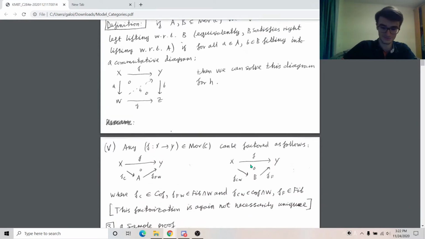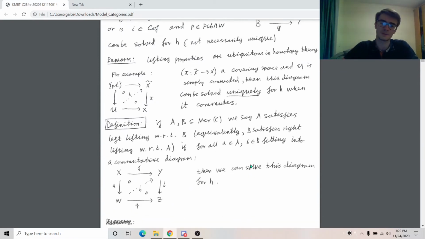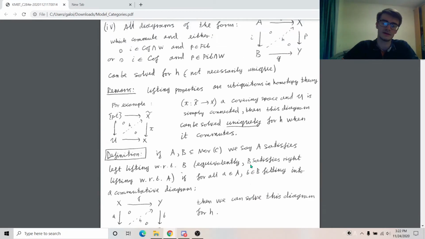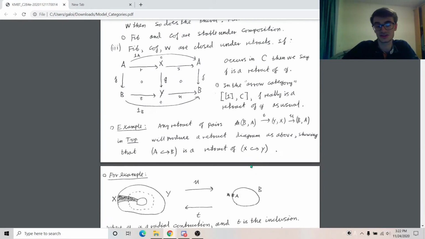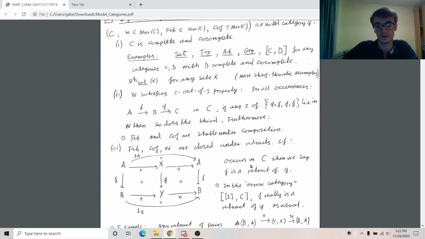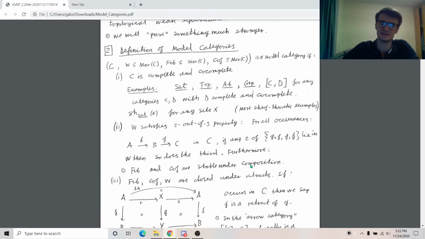Last property. The properties up until now: the fibrations and the cofibrations can be the empty set. There is no restriction on them. There's no connection really between the category C itself and the fibrations and the cofibrations.